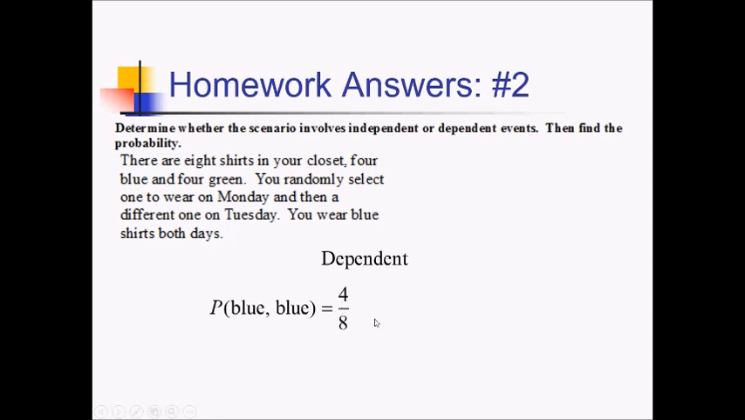Now on the second day, on Tuesday, you've already used up a shirt. So overall, you're down to 7 shirts for the total possibilities. And you used up a blue shirt, so you don't have 4 blue shirts anymore. One of them's dirty. Now you're down to 3 blue shirts. So at this point, we're going to multiply. Before we do that, though, let's reduce. 4 over 8, we can reduce that to 1 over 2. So now multiplying across, we end up with 3 over 14.